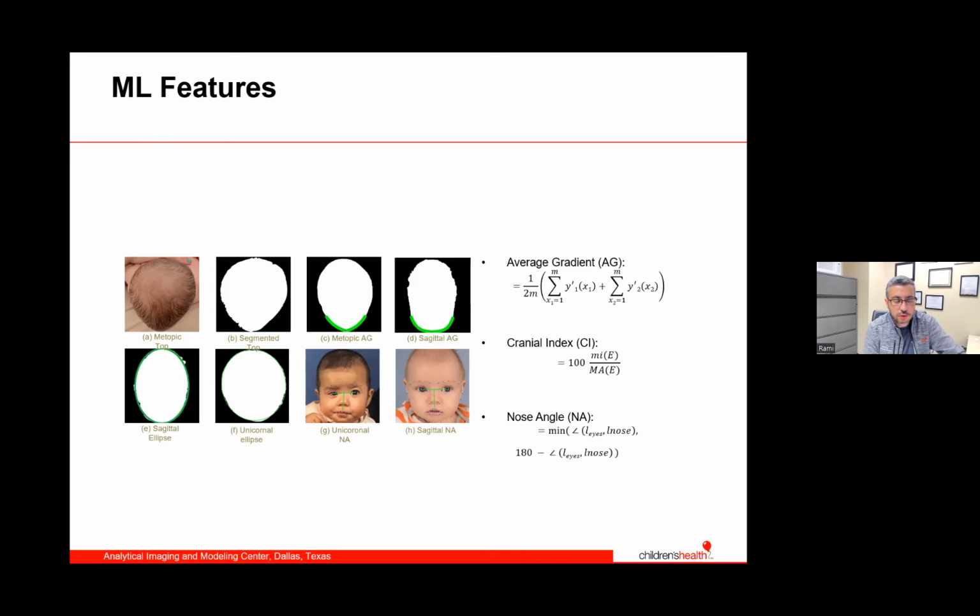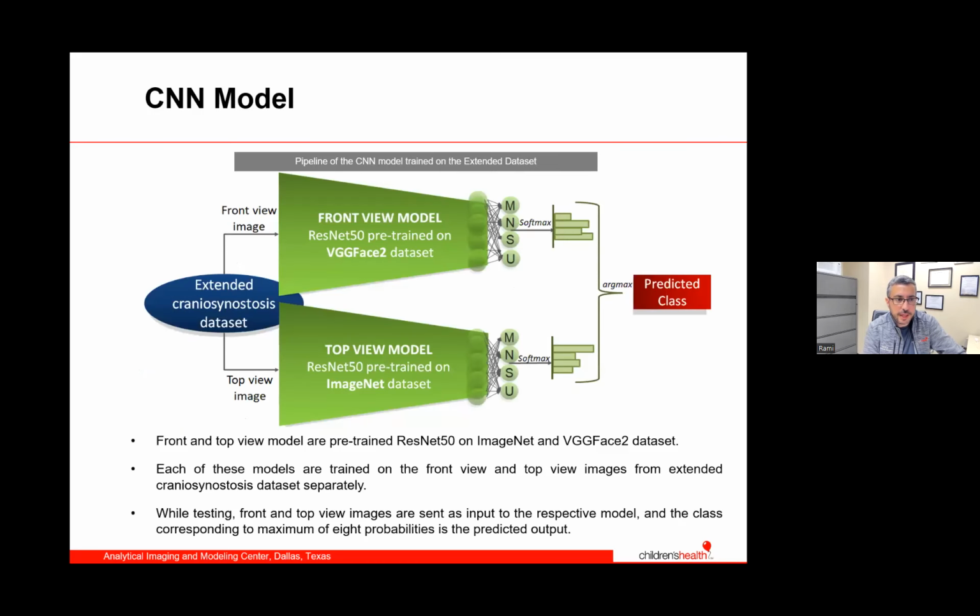But we've also tried to write a program to actually segment the head shape on its own. And then we trained our CNN model for the front images and the top images. We did a CNN model and, again, SVM.